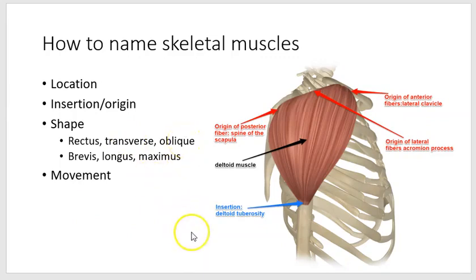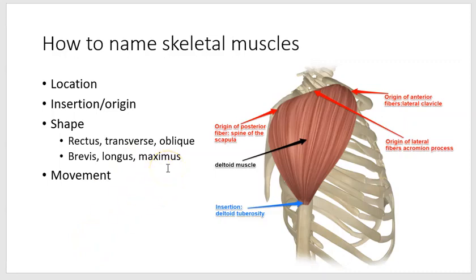Oblique muscles are muscles that run at a 45-degree angle. They can run down or they can run up, either way. If they're at a 45, they're oblique. And we have some other relative terms like brevis. If you have a muscle that is a brevis muscle, it is a short muscle, like you want to keep it brief. A longus muscle is going to be the opposite. It's going to be a long muscle.